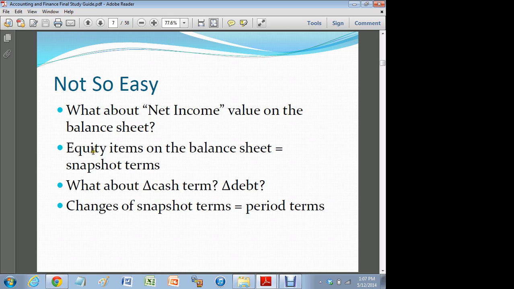So all these equity terms, if they're on a balance sheet, are no longer referring to this past quarter or this past year. Think of them as snapshot terms.